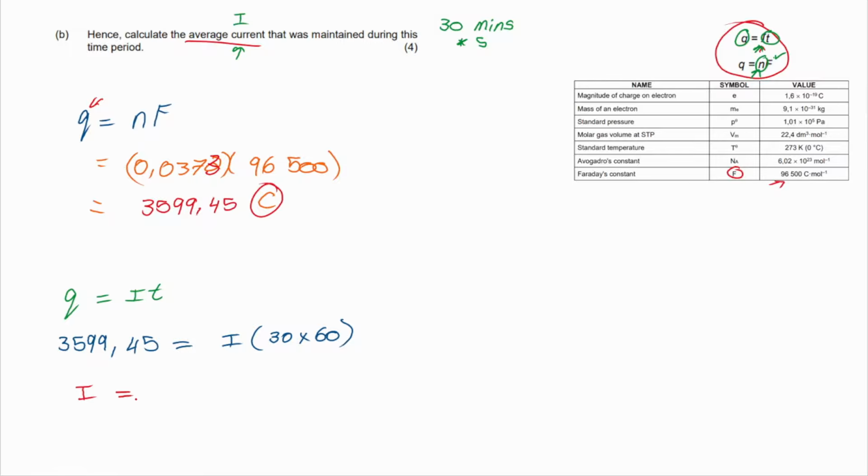So what we should be ending up with is 3599.45 divided by 30 times 60. Okay, you just got to be careful how you put that in your calculator. But anyways, to 2 decimal places, we get that this is 2. The units for current, amperes. Okay, don't forget amperes for current.